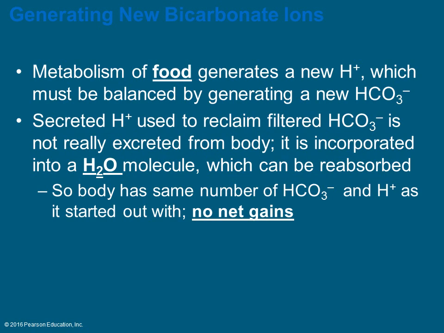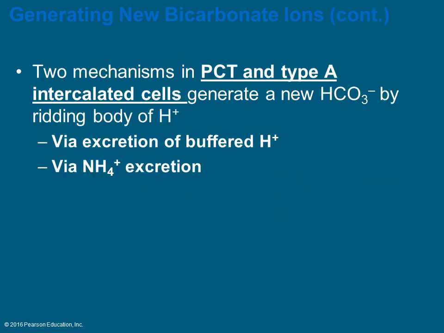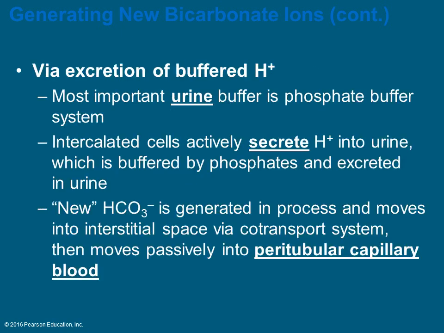Now, when you metabolize food, this can generate more hydrogen ions, and that's going to have to be balanced because you've got to be able to generate more bicarbonate to be able to bind to it. And so there is a process that the body can go through to produce this. In terms of generating new bicarbonate ions, there are some mechanisms within the proximal convoluted tubule in your intercalated cells that will generate new bicarbonate. Once again, it seems like a little bit of an excessive amount, but once again, it does work.